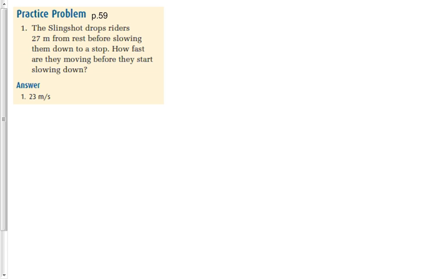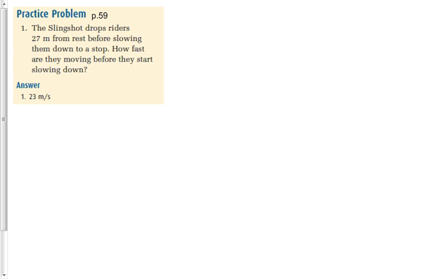It says a slingshot drops riders 27 meters from rest before slowing them down to a stop. How fast are they moving before they start slowing down? Mathematically, this isn't any trickier than any other questions we've done, but reading the question and interpreting the question, it is a bit trickier, I think. Okay, I think this is a bit of a challenge, this question.